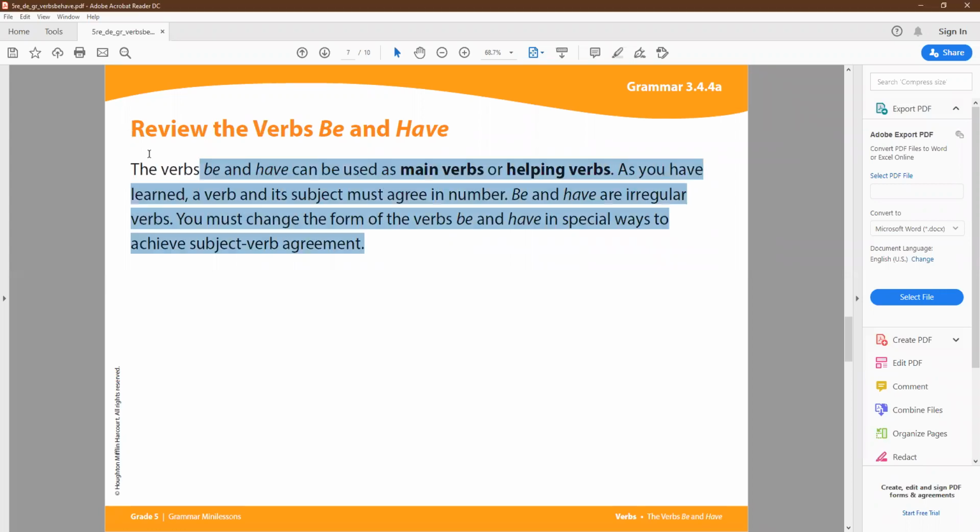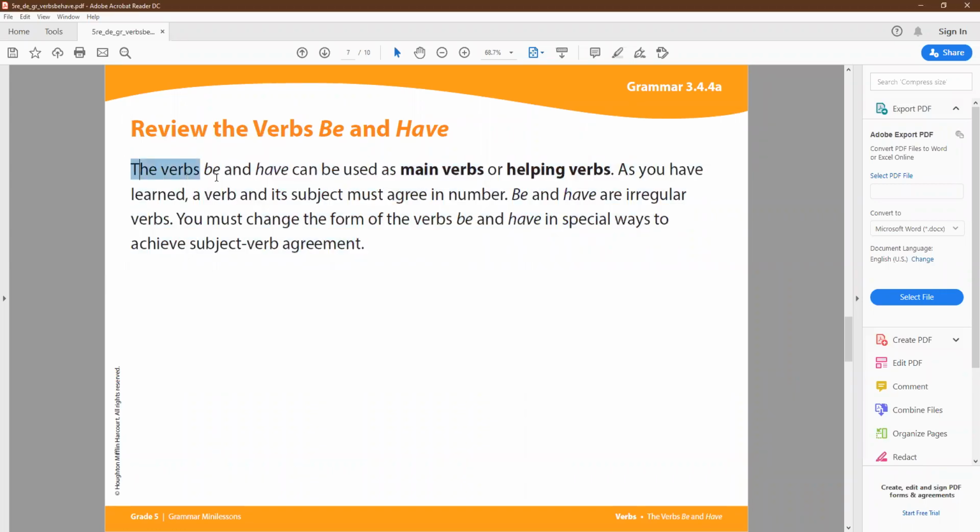So go ahead and write this down. The verbs be and have can be used as main verbs or helping verbs. They must agree in number, and they are irregular. Okay. And that's all a review, guys. We have been talking about that. We talked about that all last week. Okay.